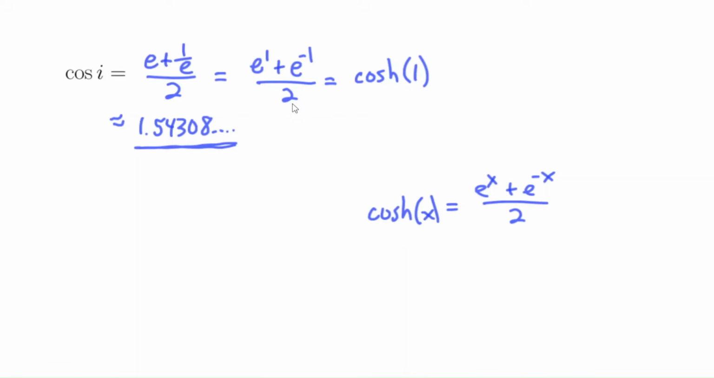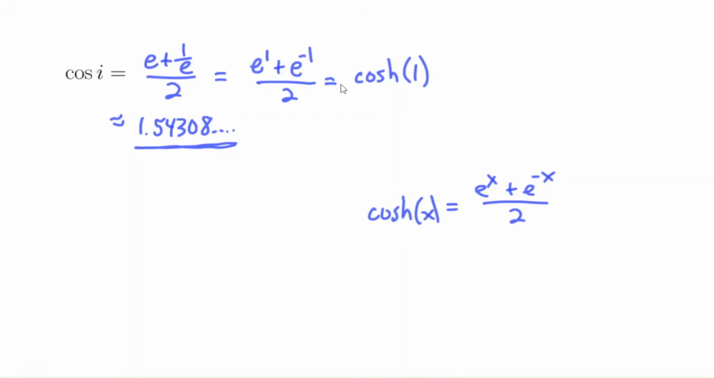Now, when I first encountered the hyperbolic cosine function, I think it was in a calculus class, I wondered, what does this have to do with cosine? Why is this called hyperbolic cosine? e^x + e^-x over 2. Well, it turns out it's only when you get to the realm of complex numbers, when you're dealing with imaginary numbers, that you can see this connection between hyperbolic cosine and the original cosine function.